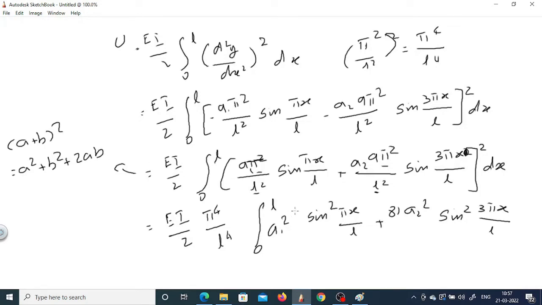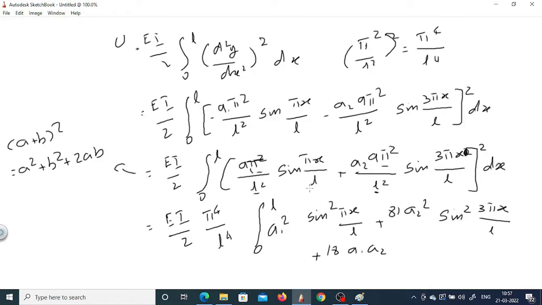I place the formula, so I write here like this: a1 square sine square pi x by L plus 81 a2 square sine square 3 pi x by L. After that, what happened? The third term is introduced because of 2ab available. So here the numerical value, the first term does not have any numerical value, but the second term has 9. So this 2 into this 9, I can get 18. So 18 a1, 2 a into b, both terms, here a2 available, so that a1 a2.